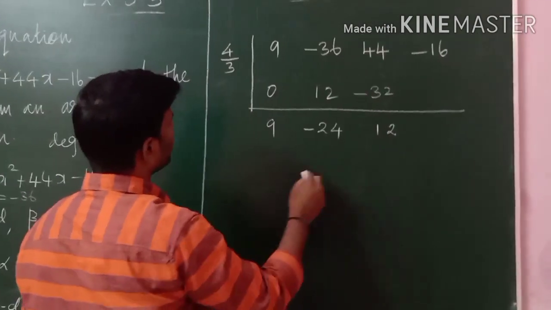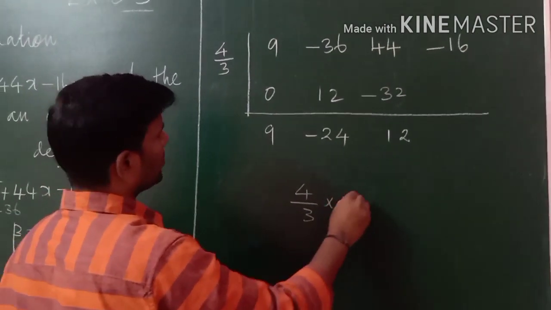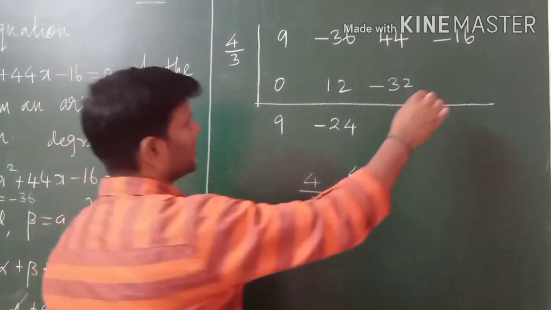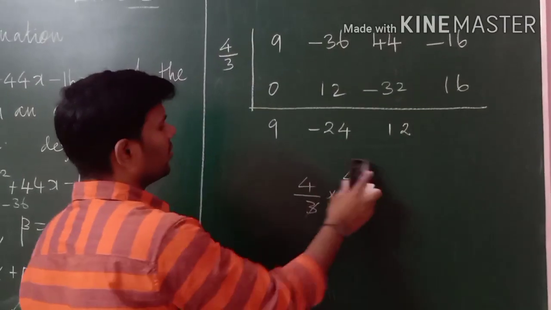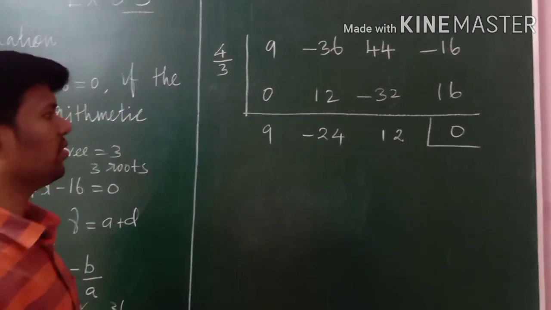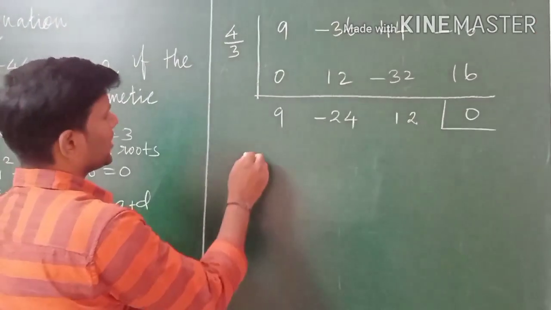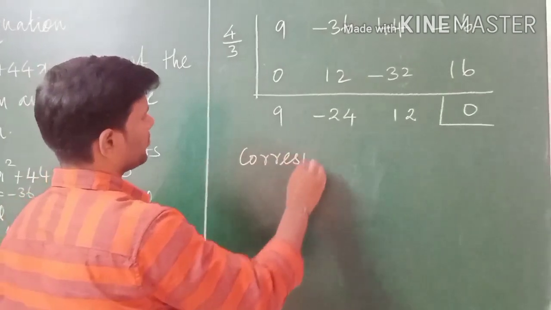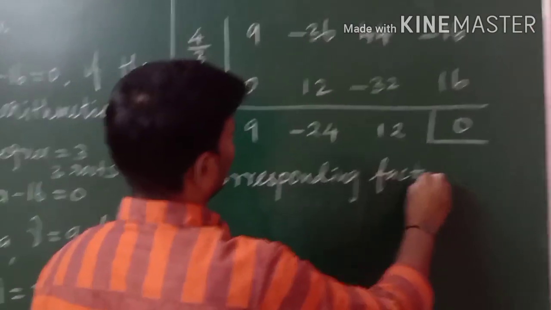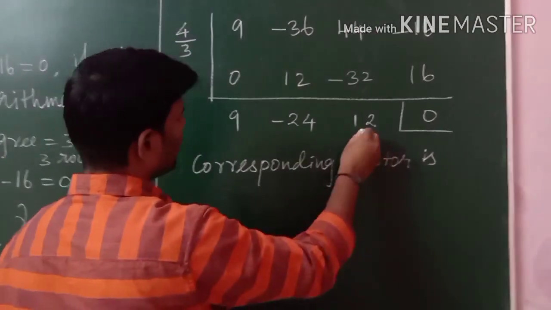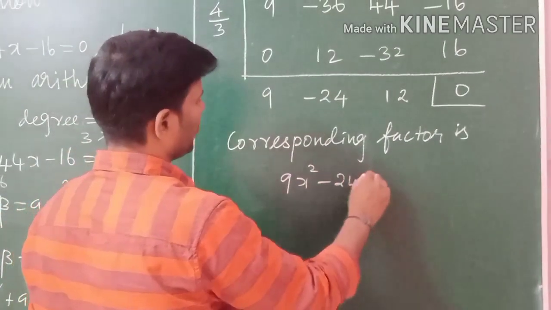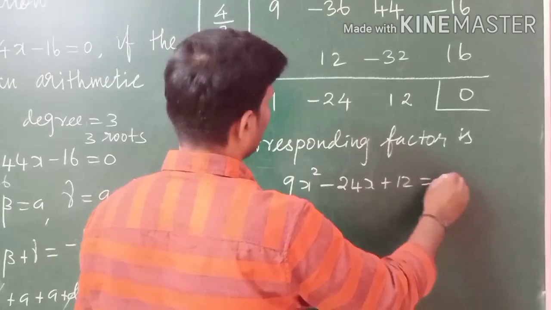Next, 4 by 3 into 12. 1 3 is 3, 4 3s are 12, now 4 4s are 16. So minus 16 plus 16 equal to 0. So what is the corresponding factor? The corresponding factor uses the constant term and the x square term. So 9x square minus 24x plus 12 equal to 0.